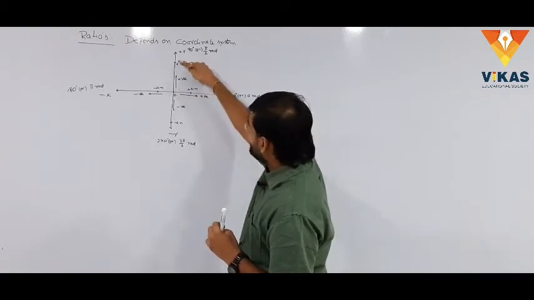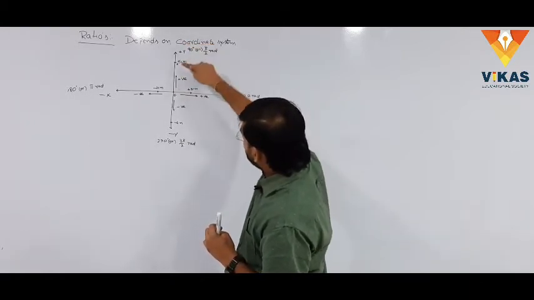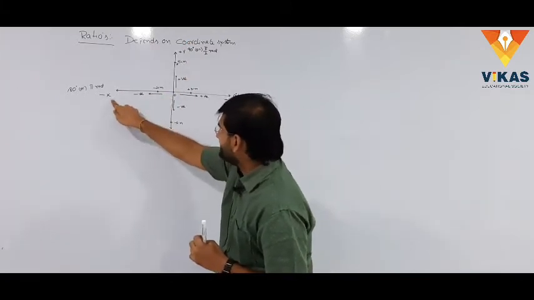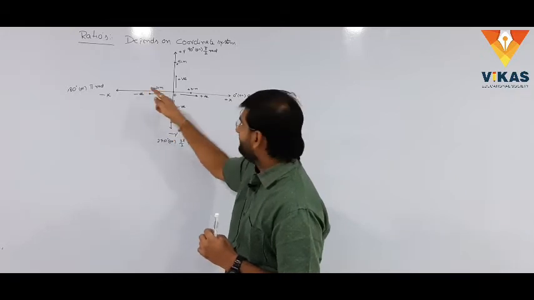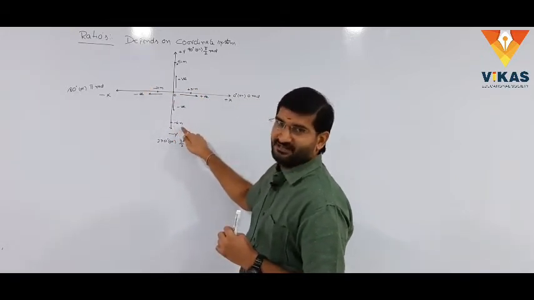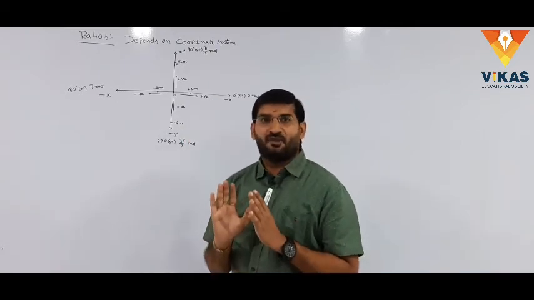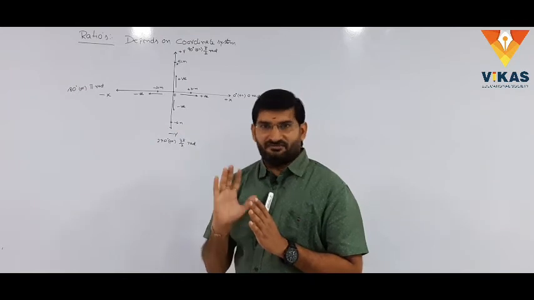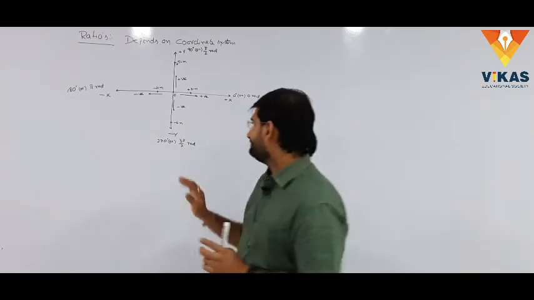From O to 5 centimeters along the positive y direction, it is treated as plus 5 centimeters. O to the negative x direction will be treated as minus 2 centimeters. O to the negative y direction is treated as minus 6 centimeters. These are the general directional measurements of the particle from the origin.